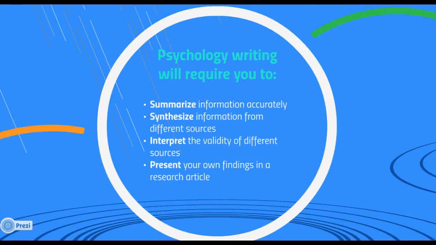Psychology writing may expect you to do one or more of the following: to summarize information accurately, to synthesize information from different sources, to interpret the validity of different sources, or to present your own findings in a research article. There are 4 different types of psychology papers reflecting these expectations: reports, reviews, literature reviews, and research articles. Let's talk about each one of these in turn.